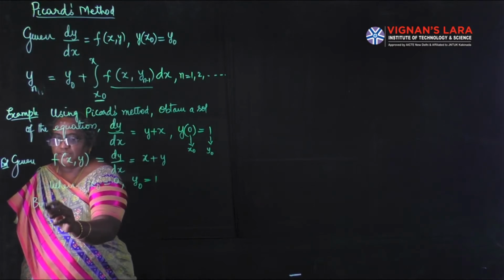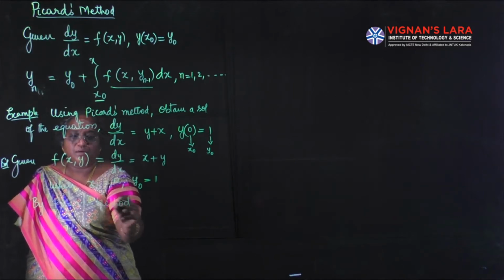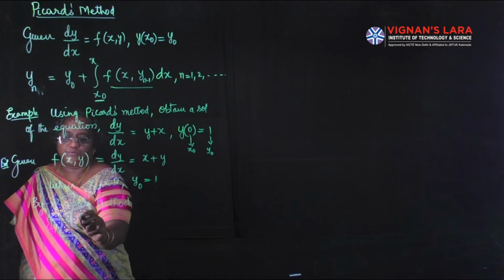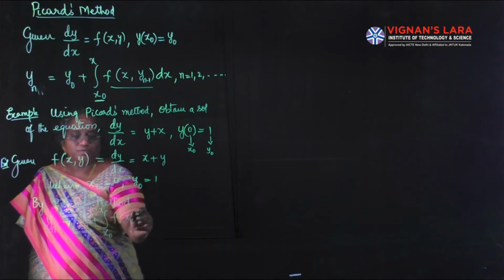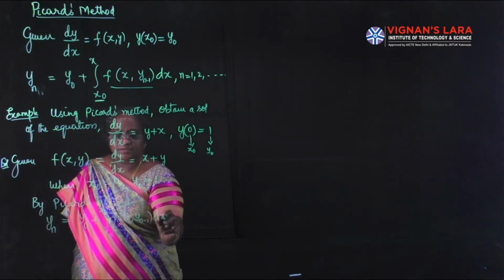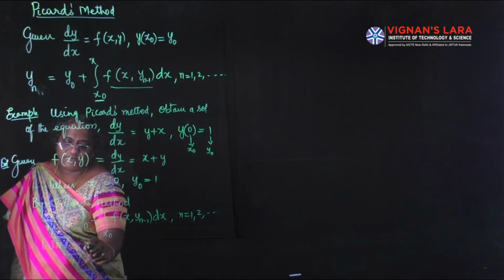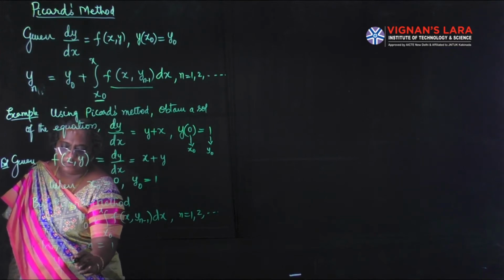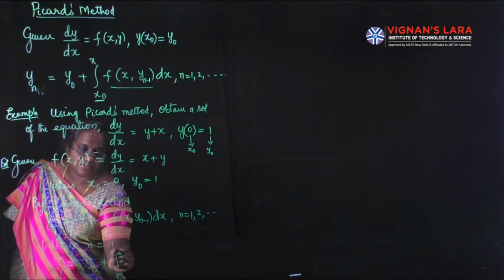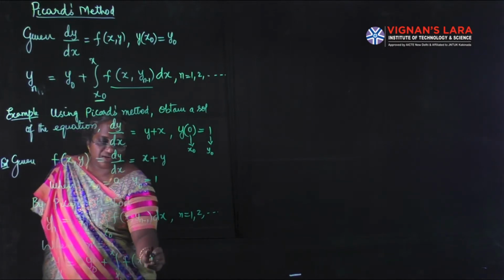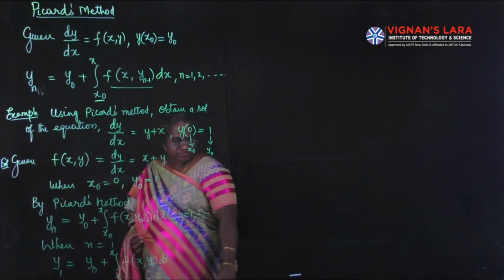By Picard's method, what is the formula? Yn is equal to y naught plus integral x naught to x f of x comma yn minus 1 dx, with n is equal to 1 and so on. When n is equal to 1, what do we get? y1 is equal to, no change in this till the end, y naught plus integral x naught to x f of x comma, when n is 1 we get here y naught dx. So now we will substitute the respective values.